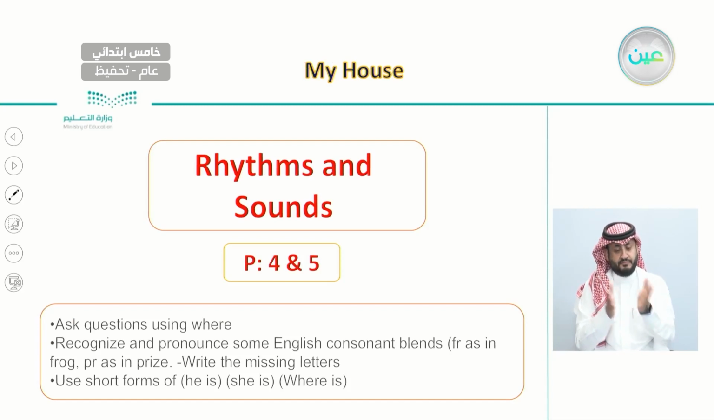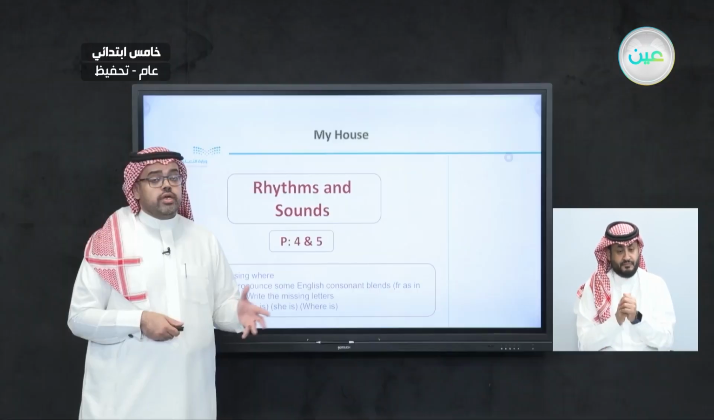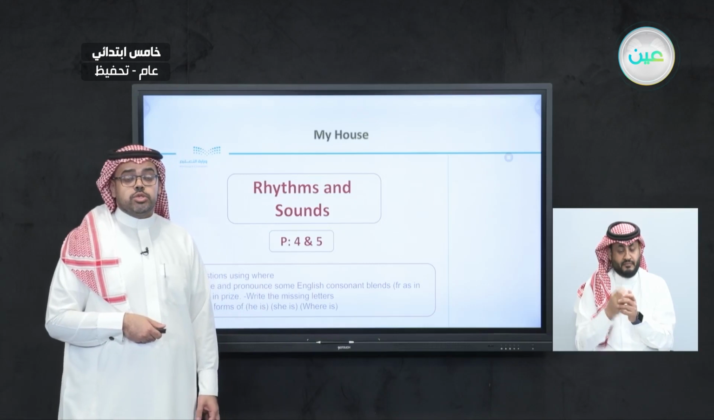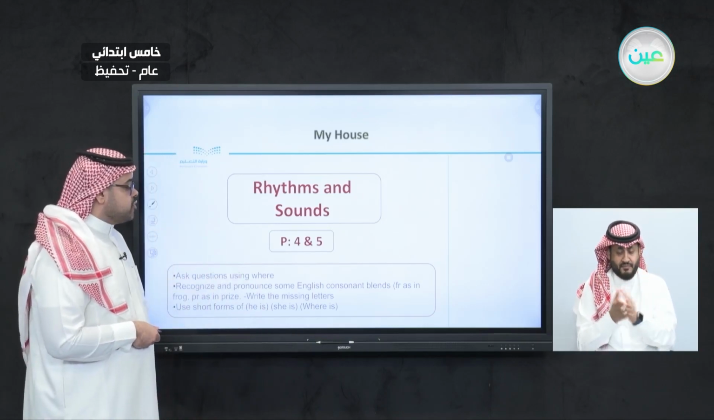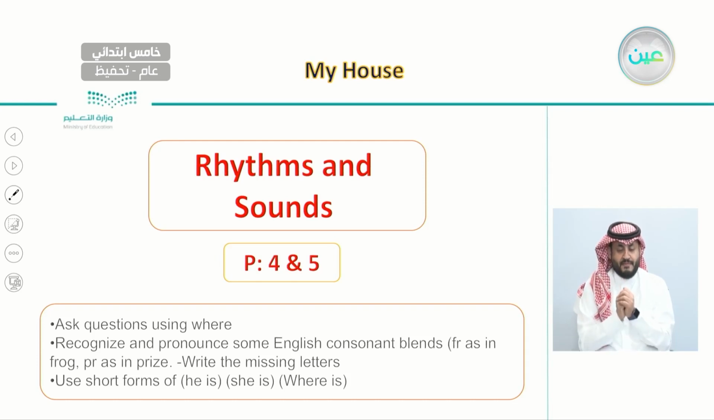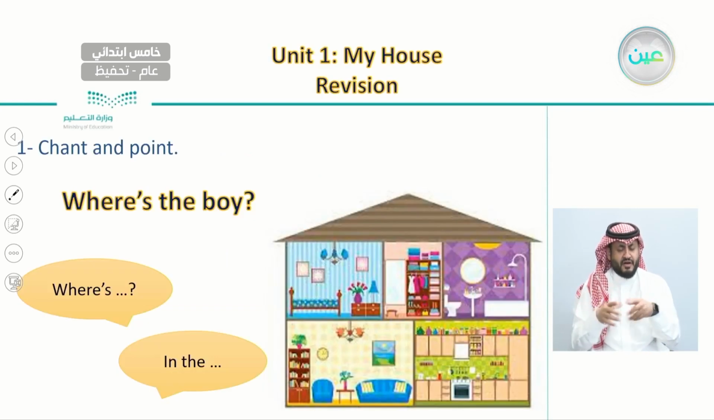And after this, we did cover the second lesson, which is rhythms and sounds. That can be seen on pages 4 and 5. And our goals in this lesson were to ask questions using where, to recognize and pronounce some English consonant blends, FR as in frog, PR as in prize, and also to write the missing letters, and also to use the short form of he is, she is, and where is.